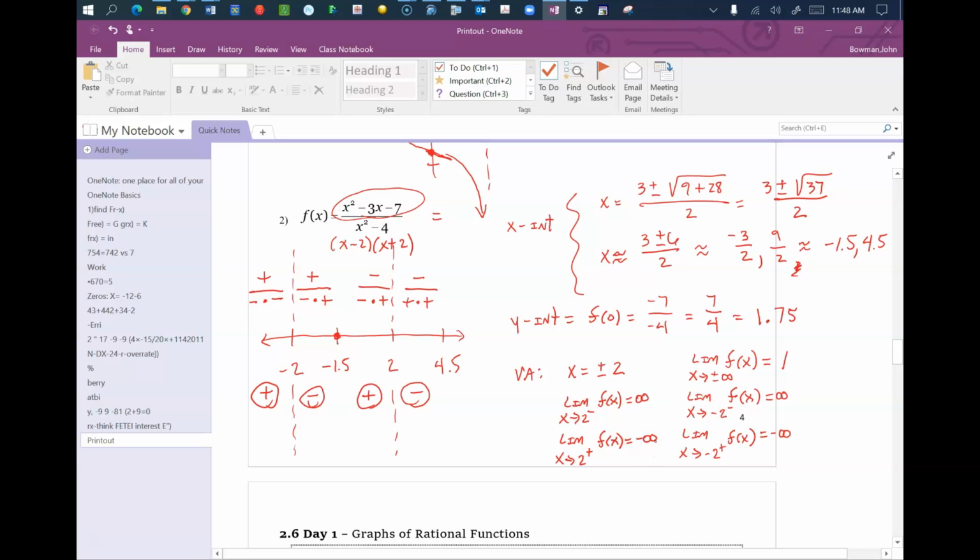I highly suggest that if you are struggling with this last problem, you graph this on your graphing calculator and you verify what is happening at the end behavior and what's happening near the vertical asymptotes.